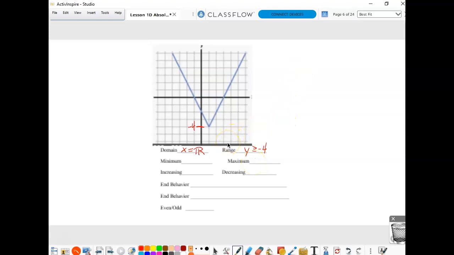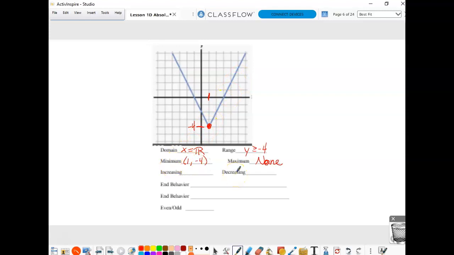You could have both minimums and maximums, but in the graphs we're working with, you're either going to see a minimum or a maximum, basically. And it looks like our minimum point is right here. That's the vertex of this graph. It does not have a maximum, so we're going to write none here. The minimum point is going to be at 1, -4.